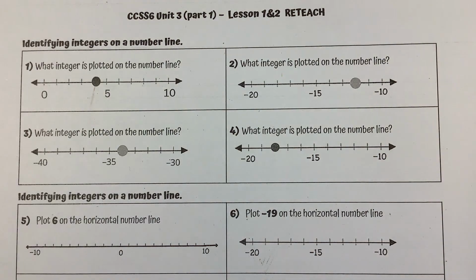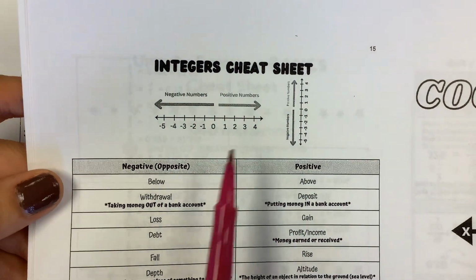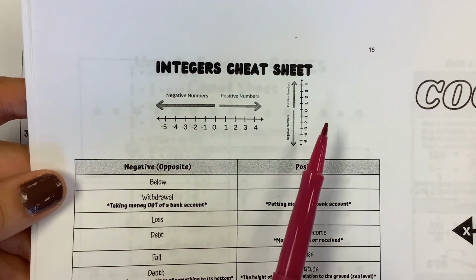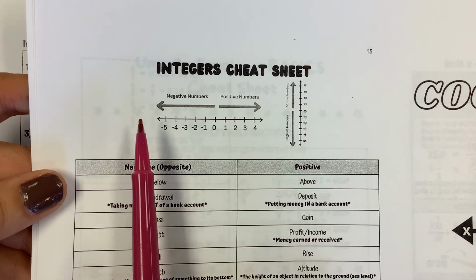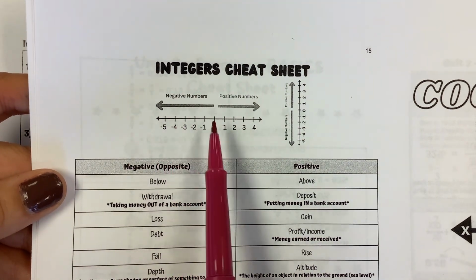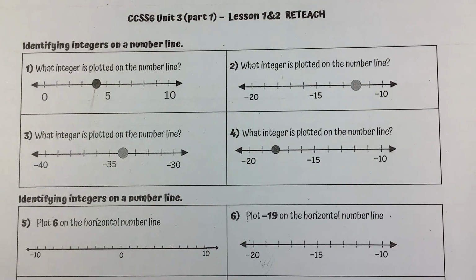Let's take another look at integers and representing integers. First we're going to look at the number line. As a reminder, and you can always use your resource packet and cheat sheet to help you, as you go to the right on the number line, your numbers get bigger. As you go to the left, your numbers get smaller. Negatives work the opposite way. A bigger negative is a smaller number.